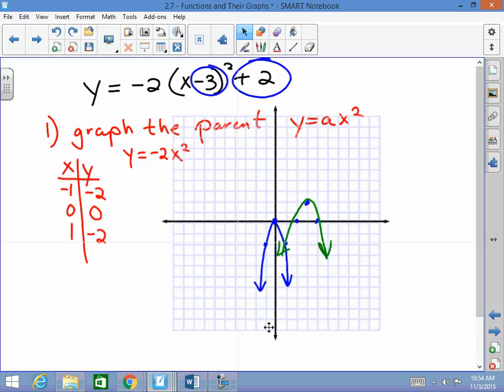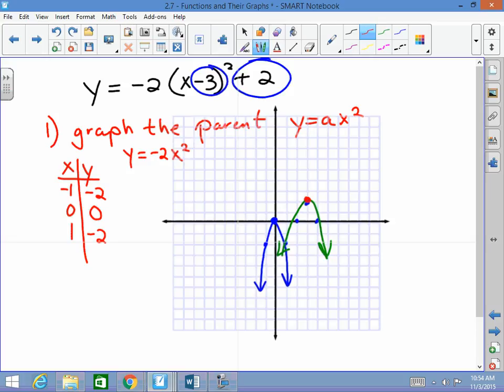No, not a rise over run at all. H shifts it to the right or to the left, and the K shifts it up or down. So from this point to this point, I went to the right 3 and up 2. A slope would indicate, sir, that it's constant throughout the line. You have a slope with absolute values or with linear equations. But with a function that curves, there is no slope.